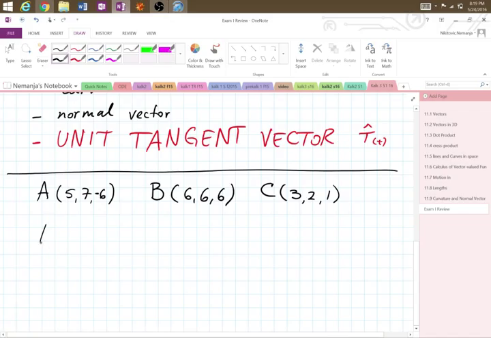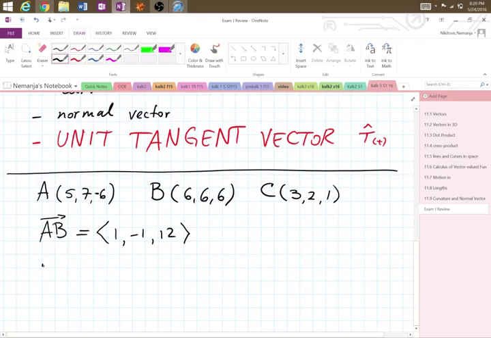So first I'm going to create vector AB. Since B is the terminal point, we are going to create a vector as B minus A. So 6 minus 5 is 1, 6 minus 7 is negative 1, and 6 minus 6 is 12. Perfect. Now we're going to create one more vector. You can pick any, doesn't matter. You can go AC, or you can go BC, or you can go CB.